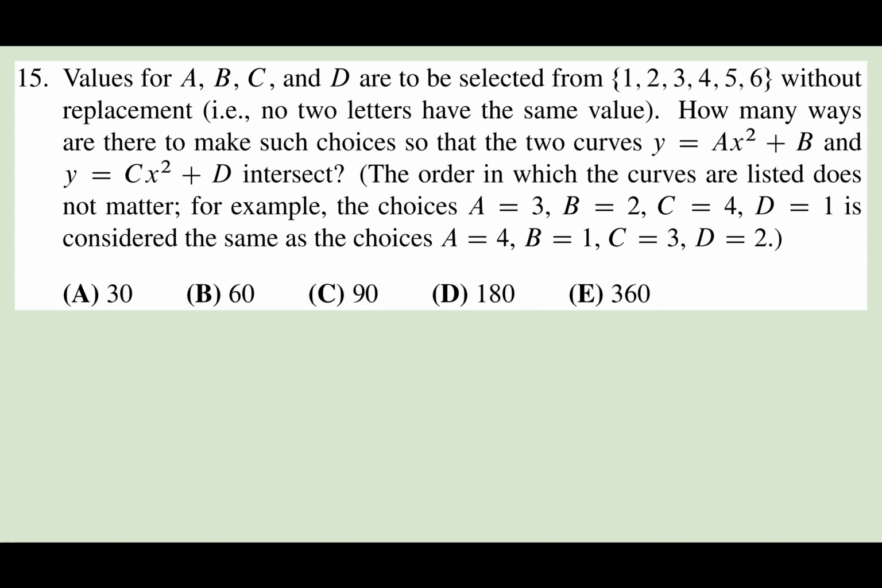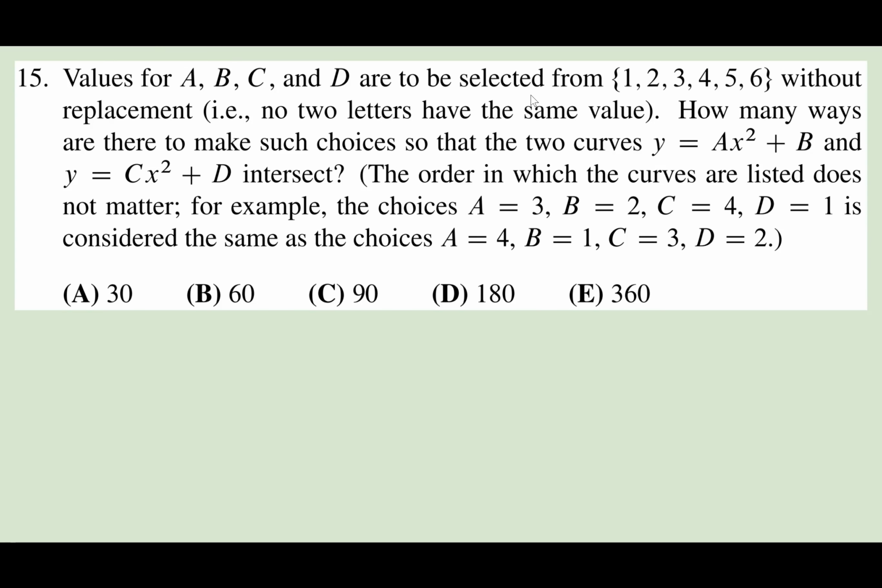So just swapping a, b with c, d does not create a different scenario because you're just swapping the two curves, and it's the same thing. Okay, so we need to choose 4 integers from 1, 2, 3, 4, 5, 6 as a, b, c, and d in such a way that the function ax squared plus b will intersect with cx squared plus d. So let's find out what conditions need to be met for that to even happen.